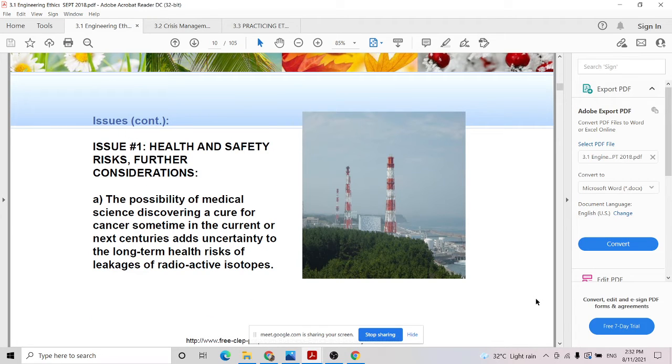So the issue is the health and safety: the possibility of medical science discovering a cure for cancer sometime in the current or next centuries adds uncertainty to the long-term health risk of leakage of radioactive isotopes. So it is like this, simple story. If you can imagine, I like to tell this in class. In here it is not very visible, you can't really see the effect.